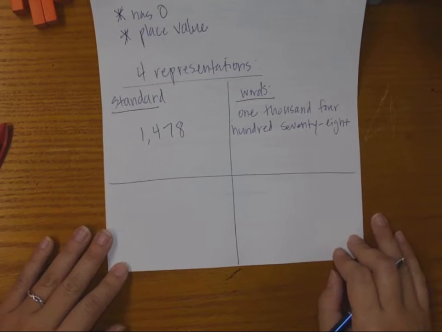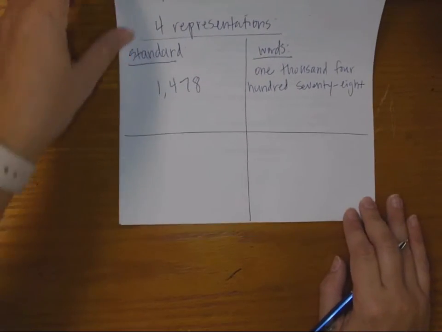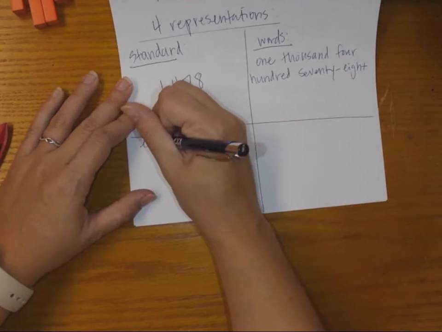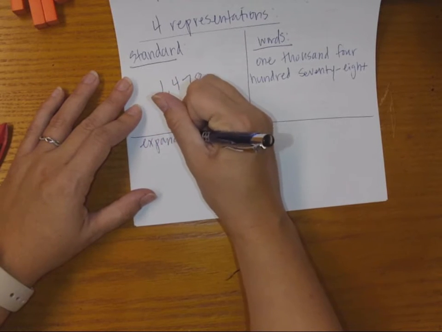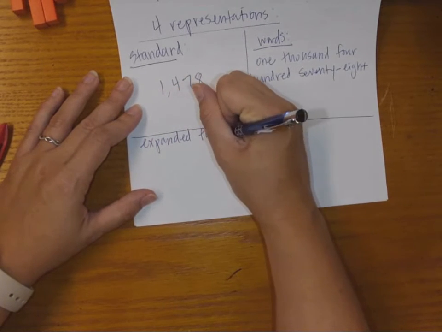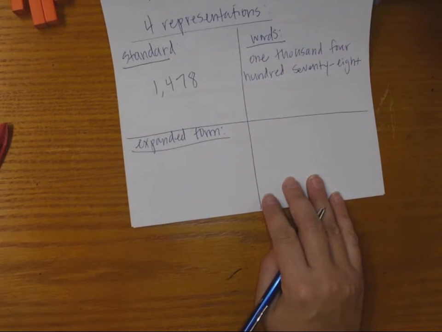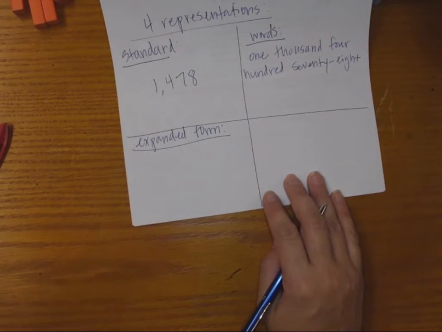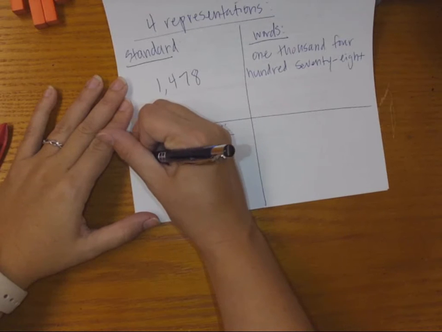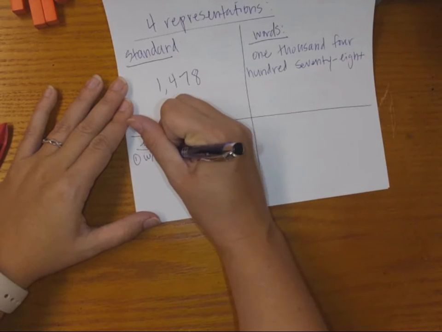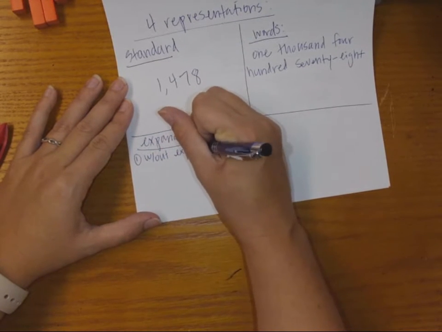Okay. We can also write this using expanded form. And expanded form is a way of showing the number using the place value. So within expanded form, I have 2 ways I can do it. I can do one without exponents and one with exponents. So the first way we're going to do is without exponents, and then I'll show you with exponents.